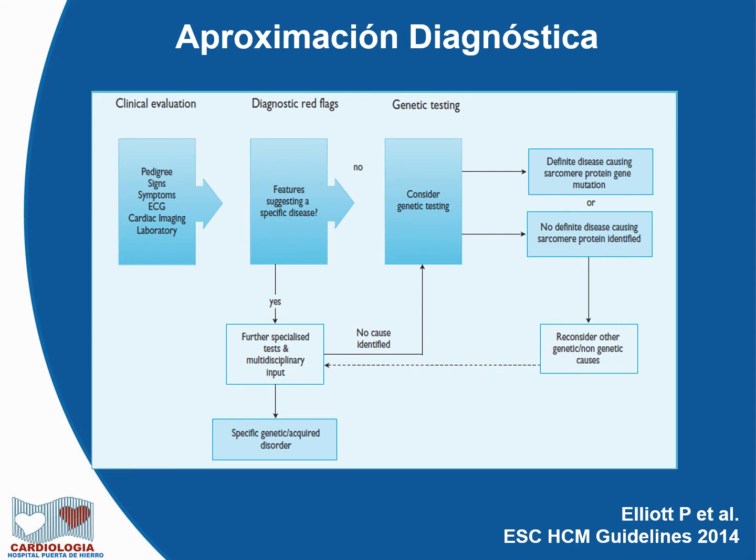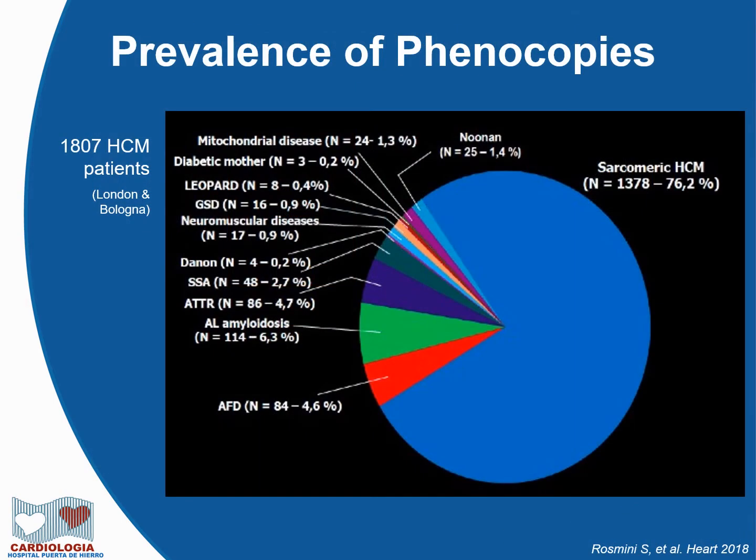In order to reach the diagnosis, we should therefore consider genetic testing in all the cases, because it's very important to distinguish the sarcomeric disease from other phenocopies. The phenocopies are all the other diseases that mimic sarcomeric HCM, but are caused by some other disorders, and as we can see here, such as mitochondrial disease, Leopard syndrome, amyloidosis.